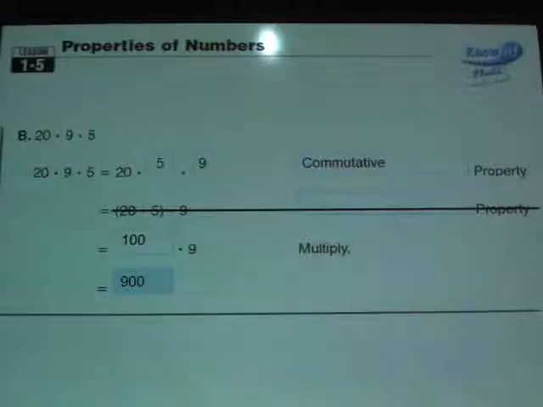Well, now I have 20 times 5 in the front. That's 100. And of course, we know how easy it is to multiply by 100 because we just take the other number and multiply it and then add on 2 zeros. So I do the 1 times 9, which is 9, tag on the 2 zeros that are on the end of 100, and I end up with 900.